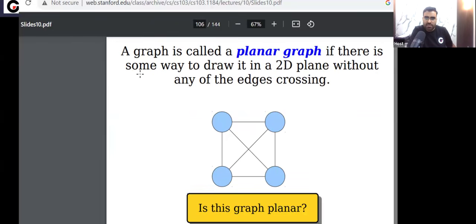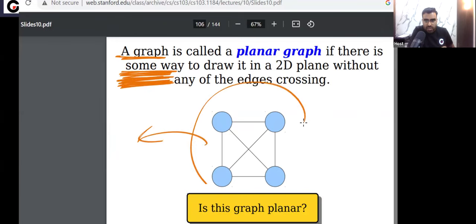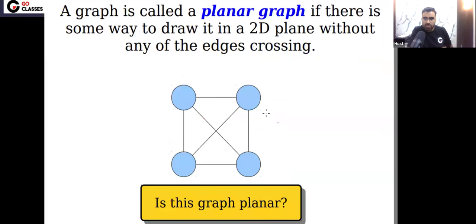Please focus on the definition. A graph is planar if there is some way to draw the graph without edge crossing. This graph, can you draw without edge crossing? See, this drawing has edge crossing, but can you draw this graph without edge crossing? Please understand. I know this drawing has edge crossing, but read the definition of the planar graph. A graph is planar graph if there is some way to draw this graph without edge crossing. So can you draw this graph without edge crossing? Yes, I can do that. This graph we can draw without edge crossing like this.